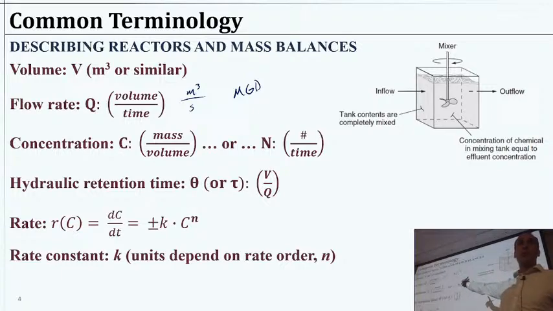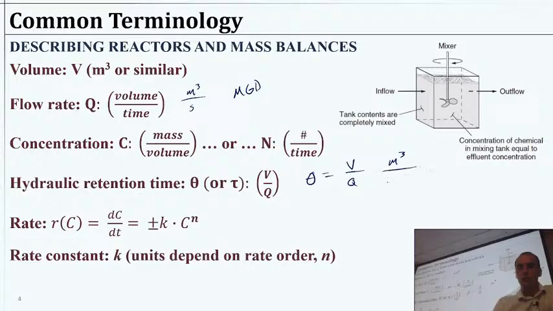I'm not giving it to you on an equation sheet. It is quite simple and very important. Okay? This is theta equals V over Q. And if we look at the units, let's just use cubic meters and seconds for a moment as an example. We have cubic meters divided by a flow rate in cubic meters per second. This gives us a residence time in units of time, in seconds, right?